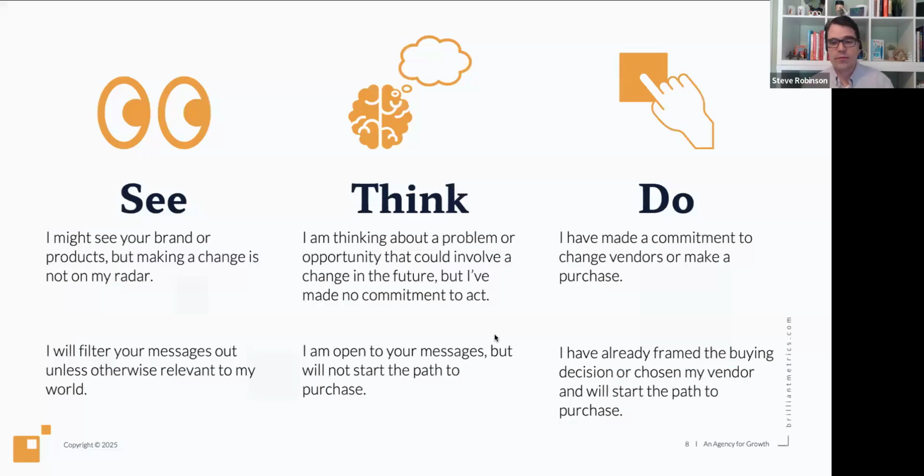So let's dig into the model. A buyer jumps around among these 3 states, and there's 2 more that happen after purchase, but we're going to focus on these 3 right now. In See state, your buyer might see your brand, might see your product, might see your services, but they're largely going to filter it out because they don't perceive an opportunity or a problem that would necessitate them engaging. It's just not on their radar. Whatever it is you're selling is not anything that they think they're going to need anytime soon.